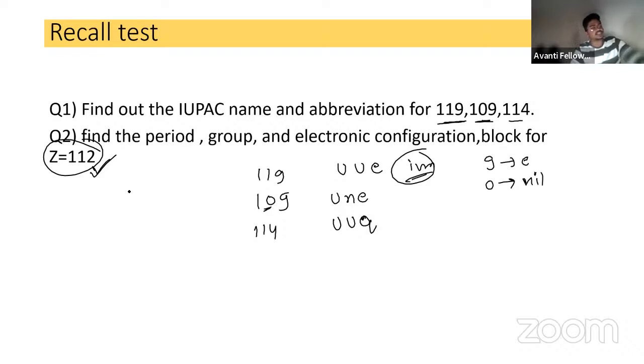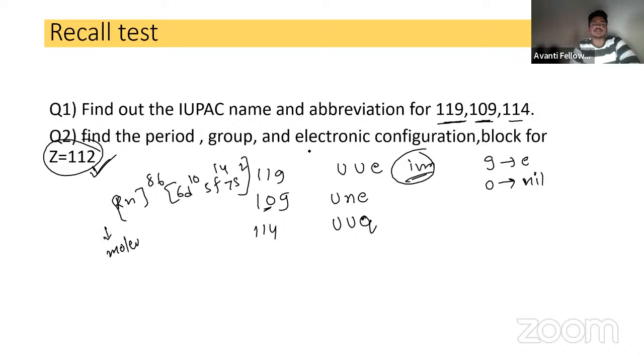So after finding that, you'll get an electronic configuration of how much? Z is equal to 112. That is radon, which is 86. I don't want to waste much time, so that's why I'm writing here. 6D10, 5F14, 7S2. Okay, so this is the electronic configuration from the Aufbau diagram.